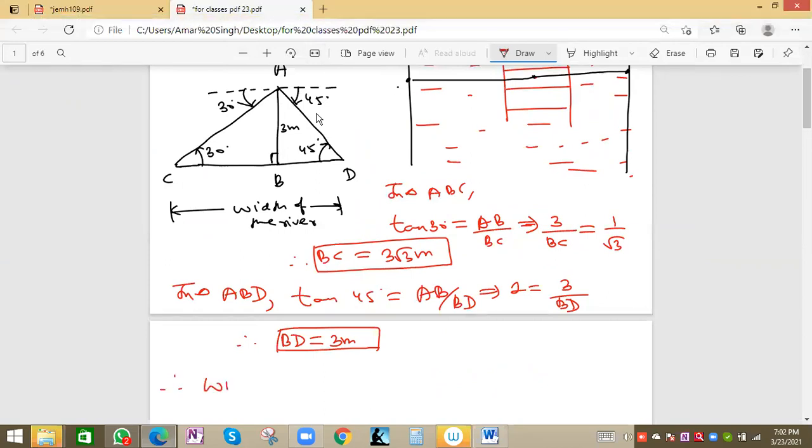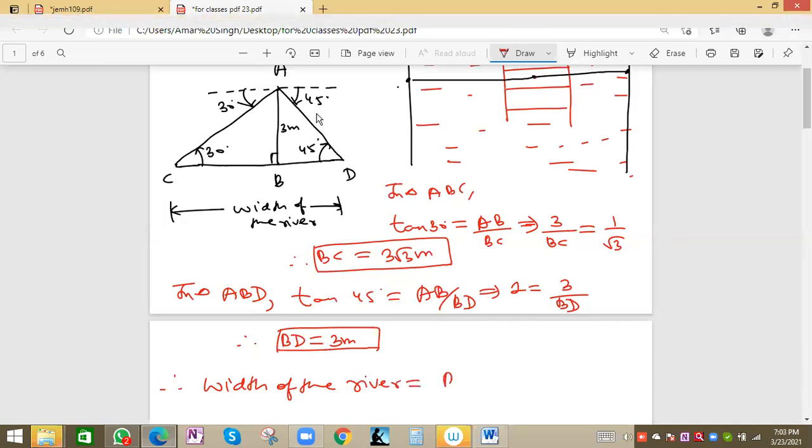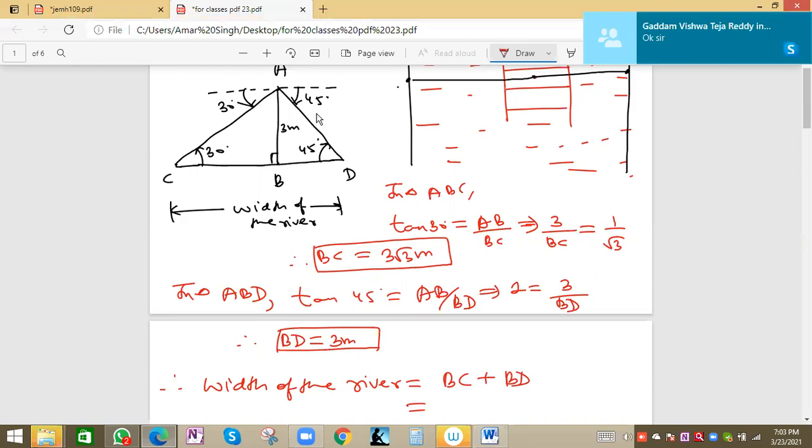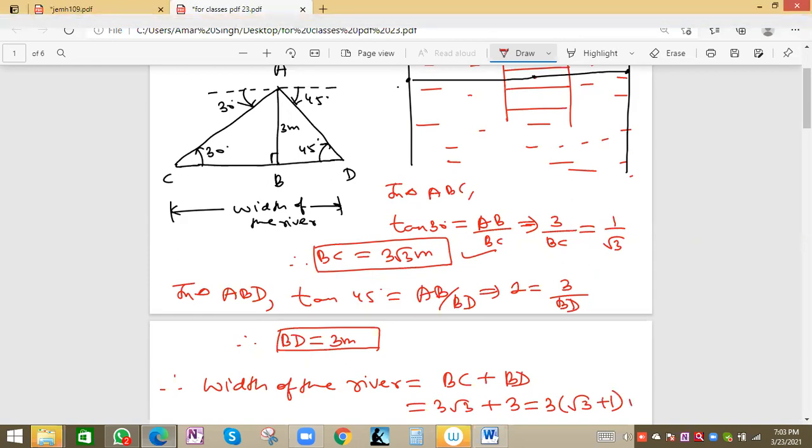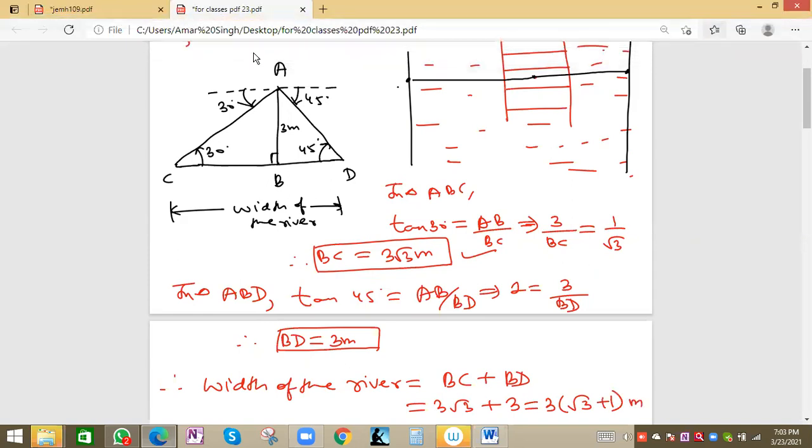Hence, the width of the river equals BC plus BD. So BC, from here we can get the value of BC, 3 root 3, plus 1 meter will be the final answer. Please note the solution, those who couldn't solve this question.